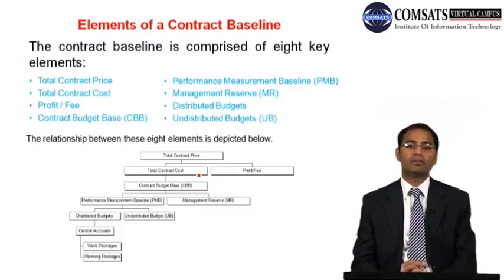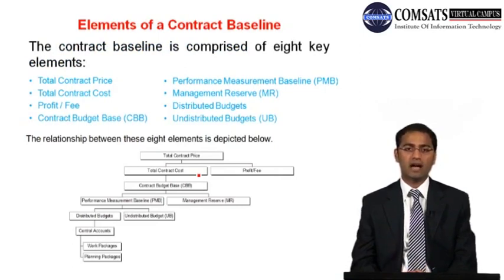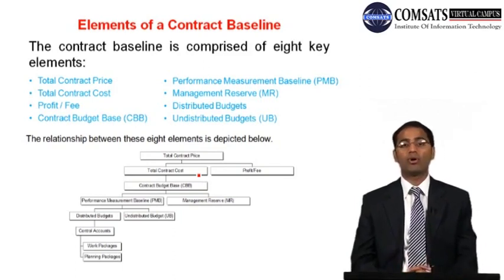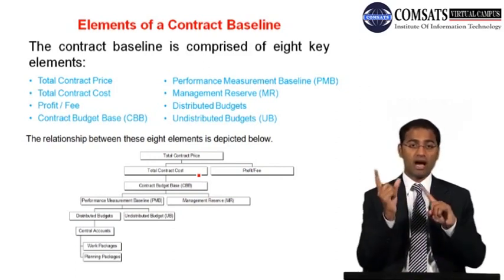So before we actually keep working with our case study and complete that for budget, we will have to learn this very beautifully designed, very good tool, and that is contract baseline, elements of contract baseline. The contract baseline is comprised of 8 key elements. The first one is total contract price, and then total contract cost, and profit or fee. Now there is a difference between price and cost.